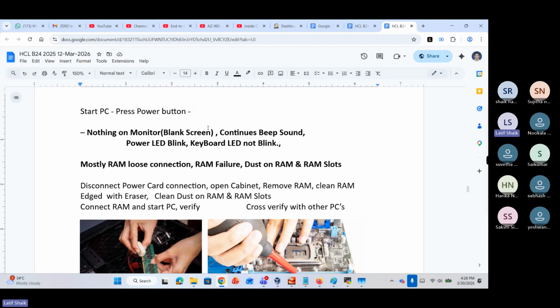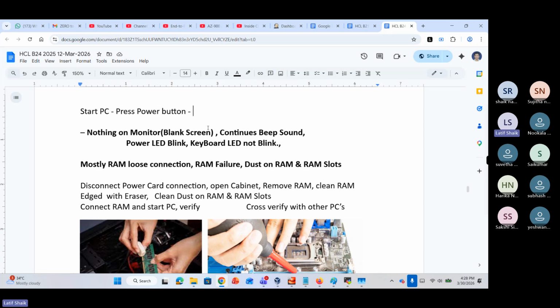So what is the most possible issue? Here it is: either the RAM is loosely connected, or RAM failure has occurred. Test the RAM or the RAM slots. The RAM may not be properly inserted.